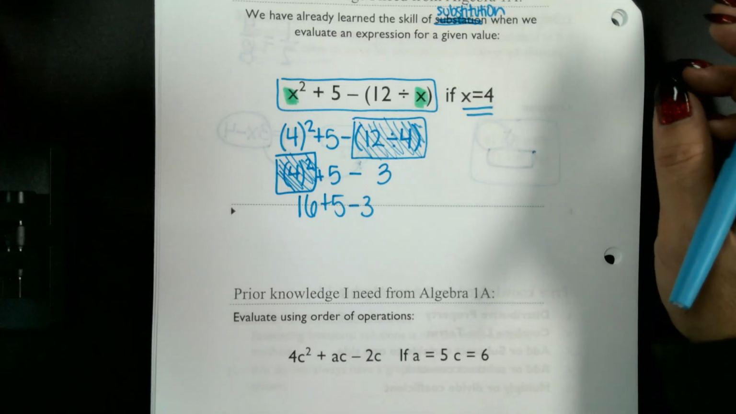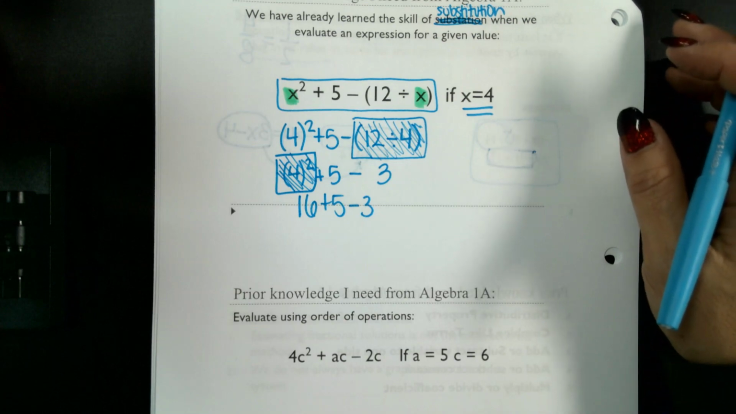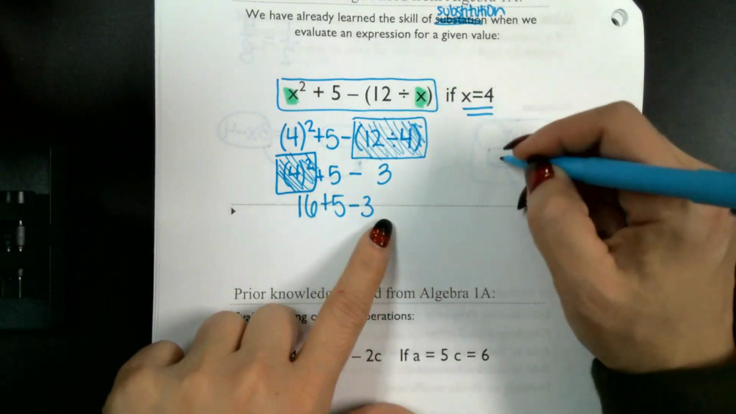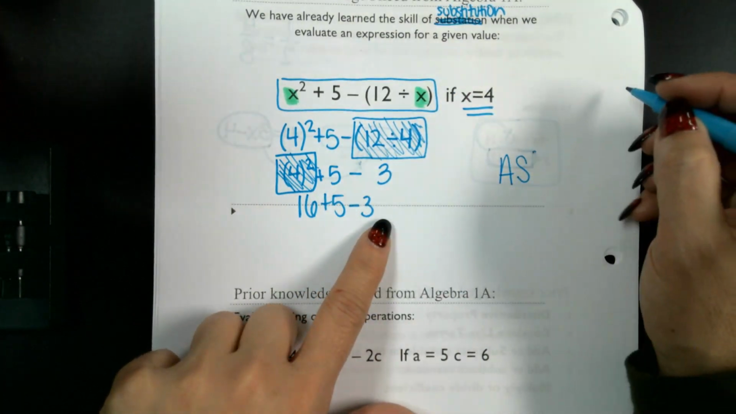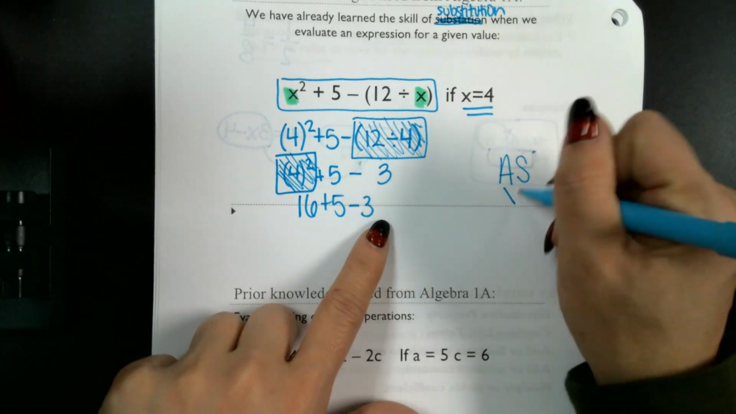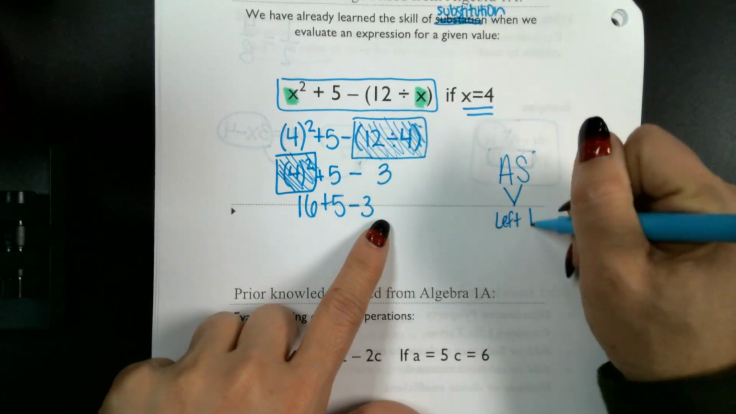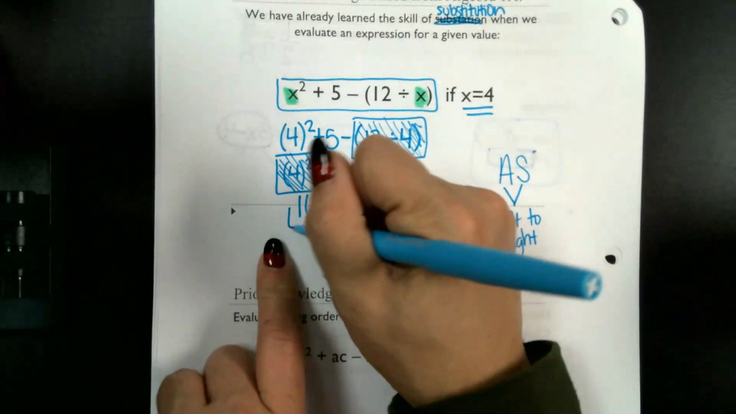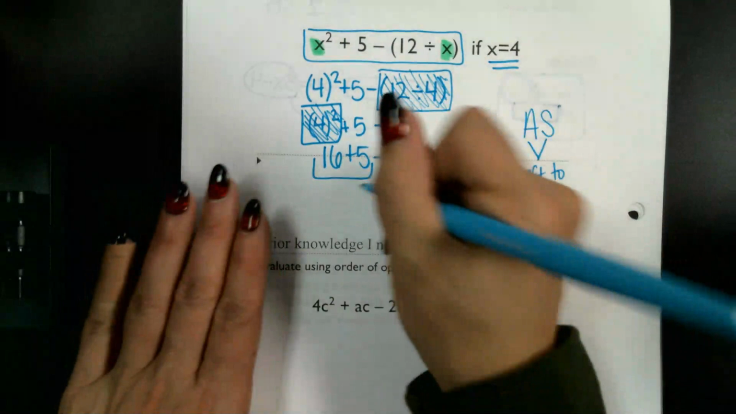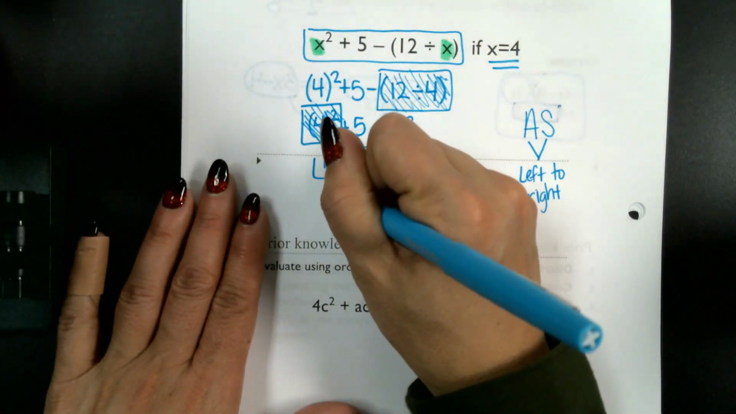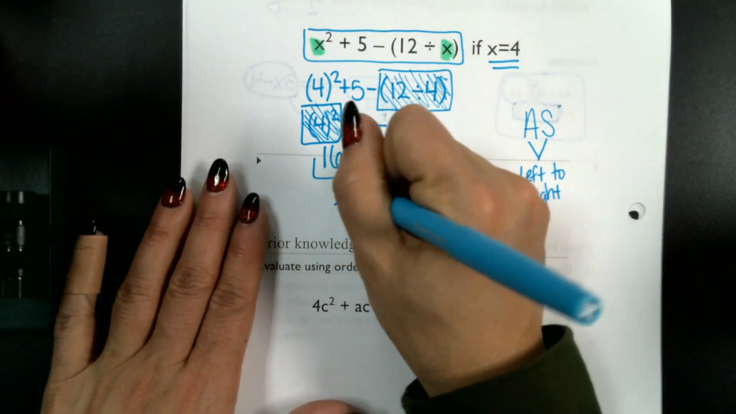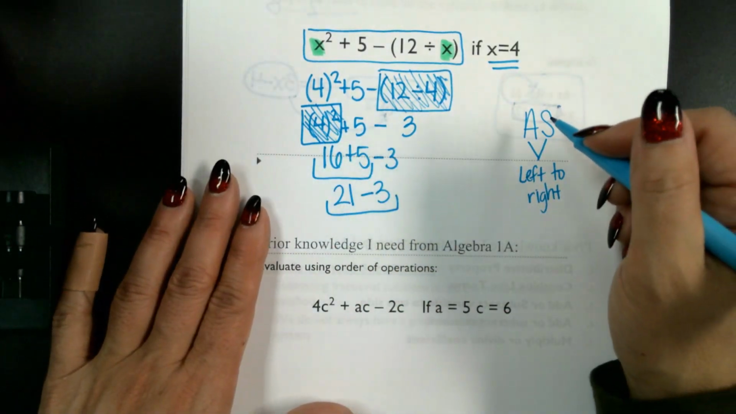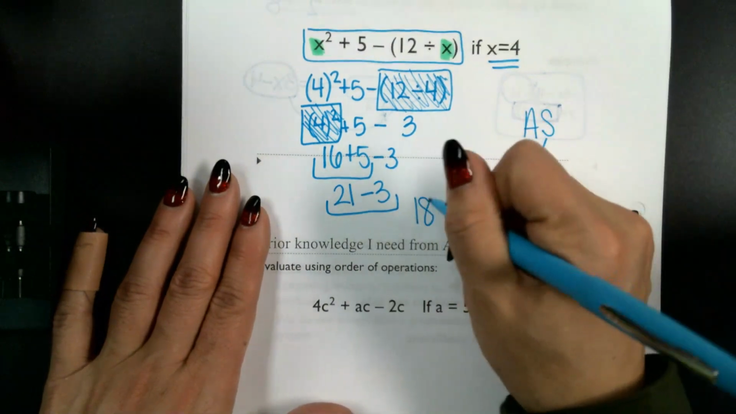How do we do addition and subtraction? Left to right. If you have both addition and subtraction, just because the A is listed before the S in PEMDAS, you just do whichever one comes first, left to right. Now in this example, the addition did come first, right? So we would start here with 16 plus 5. 21 minus 3. 18.